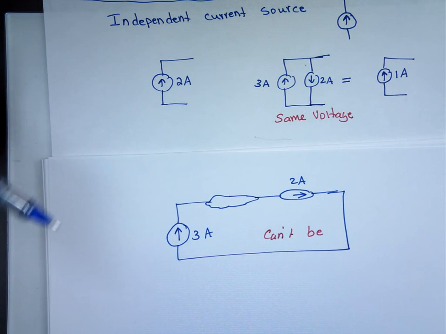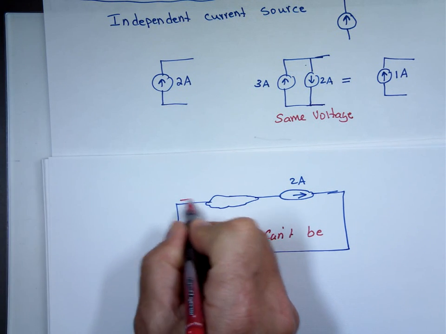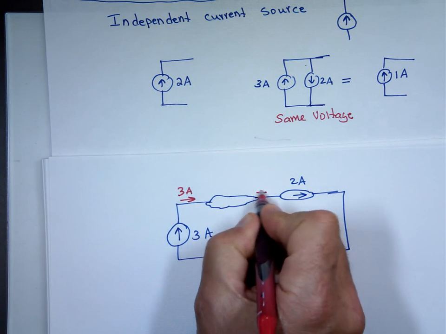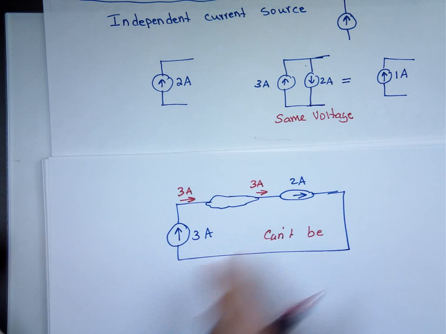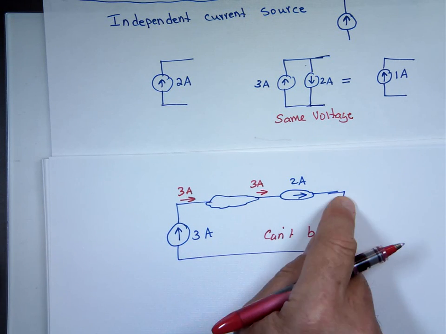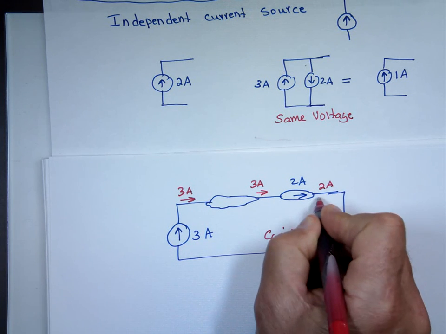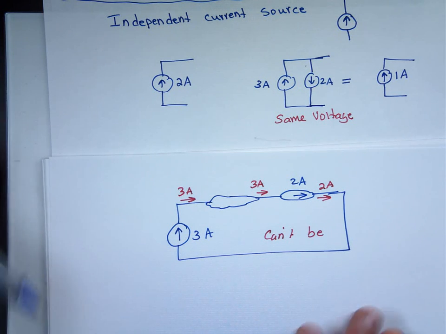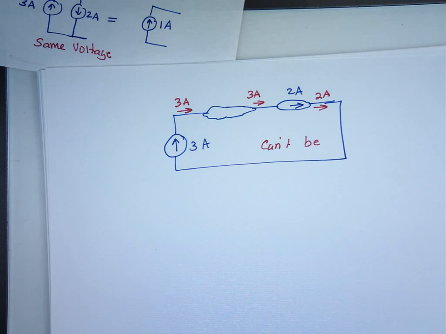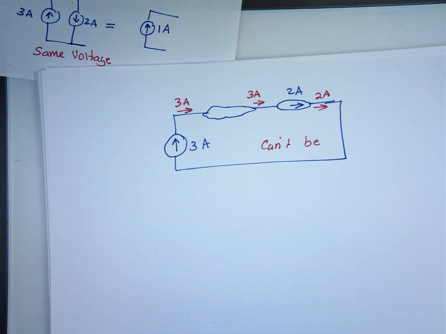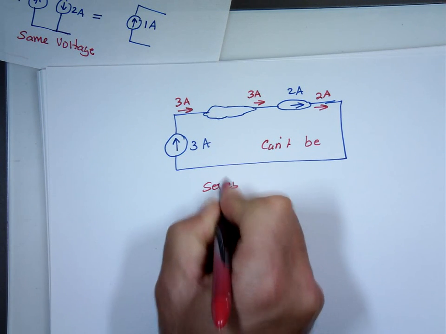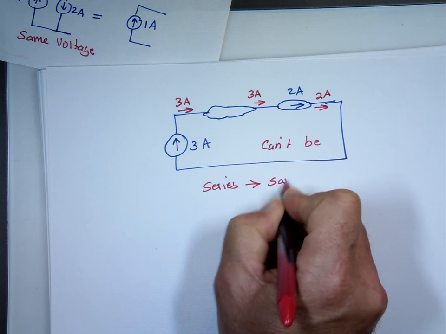Why? Because this one says, I'm going to push 3 amps up this way all the time. If that 3 amps enters that element, that means that 3 amps is going to leave that element. Current's not going to leak. If 3 amps is going through, this one says, I'm going to push in this direction 2 amps. What happened to the 1 amp, the difference between them? Where did it go? Can't. So that's why you can't connect current sources in series. When they are connected in series, what do we know about them? They must have the same current.